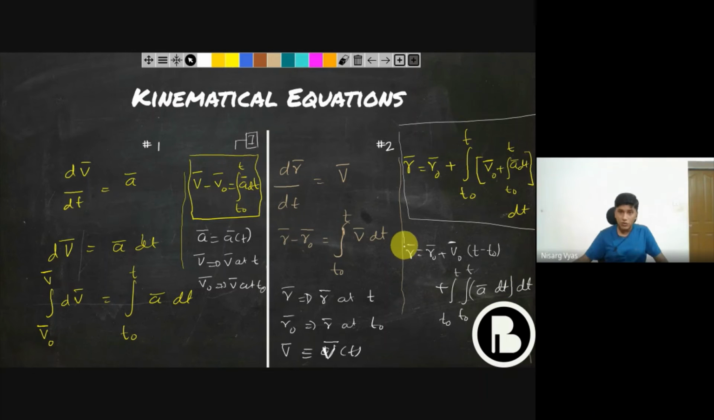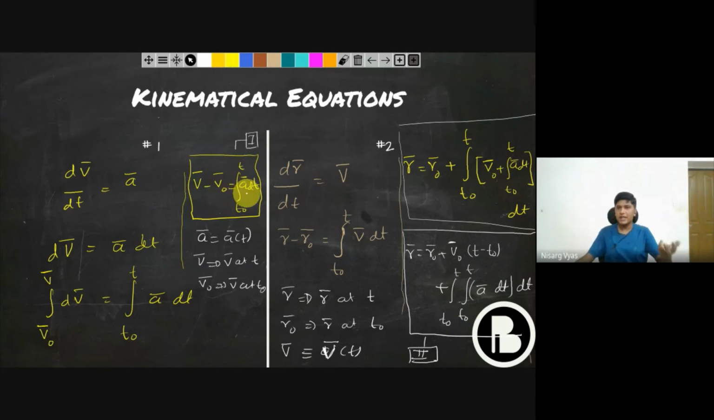This is now the second equation of motion. If you see closely, this is a very complicated looking equation, but it is not coming out from something very peculiar. It is coming out from the simplest definition of velocity. So this is ideally the second kinematical equation.